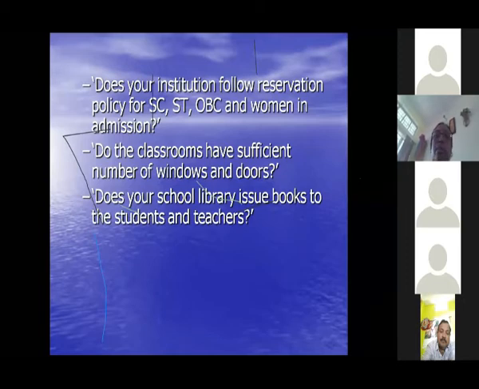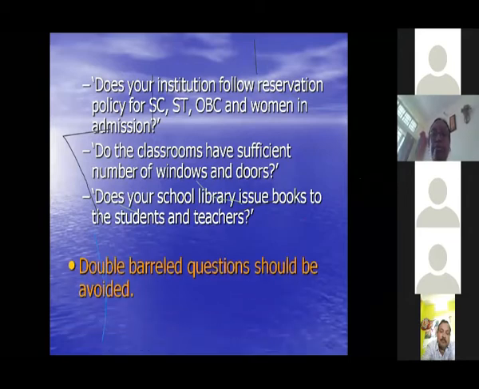In this type of case, instead of one question, one can frame two or three questions if necessary. Here we need to ask, does your school library issue books to the students? And then another question, does your school library issue books to the teachers? Then there will be no confusion. This type of question is called a double-barrel question in technical terms, and we need to separate it into two or three questions.